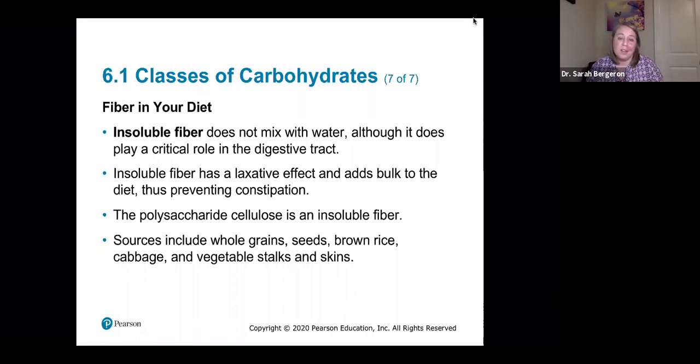So you're going to find insoluble fiber in things like whole grains, seeds, brown rice, cabbage, vegetable stalks, like celery, right? That's a vegetable stalk. We eat the stalk part of it, and all kinds of vegetable skins. So that's why it's always good to eat the skins on your potatoes or, you know, whatever it is. All right, so let's go do some practice problems.